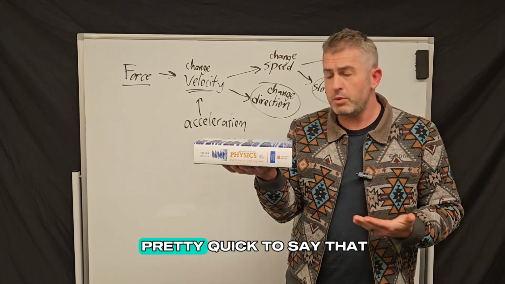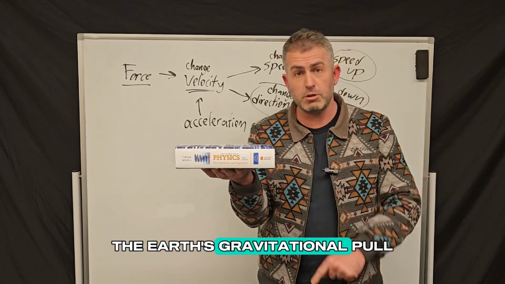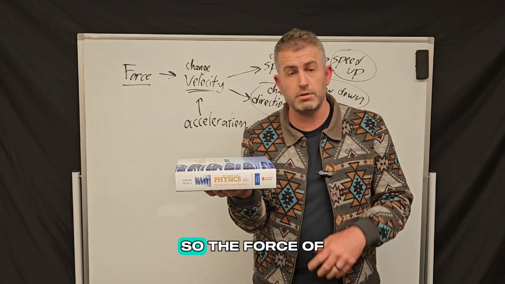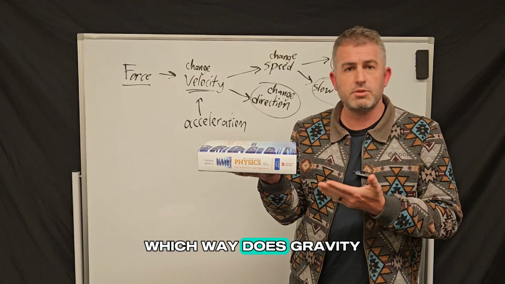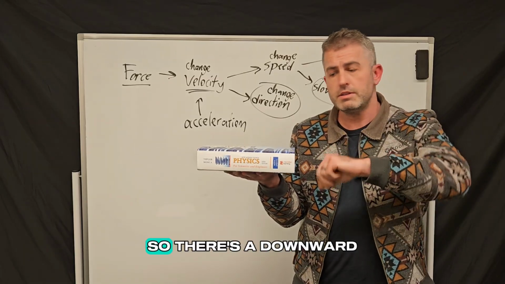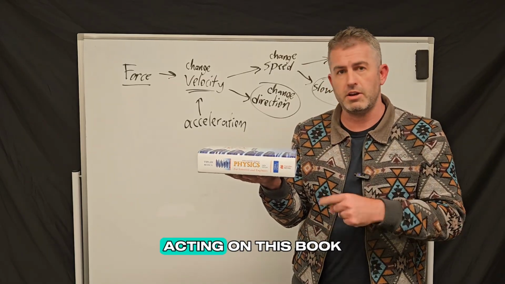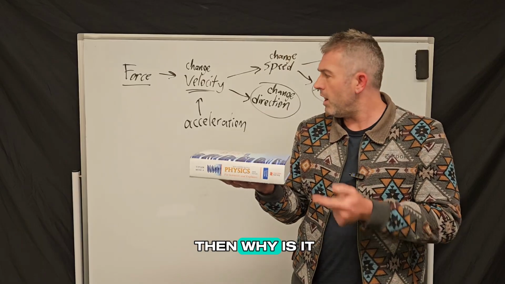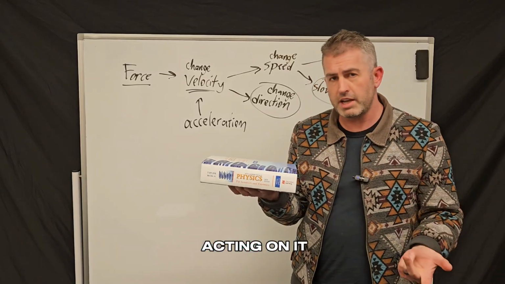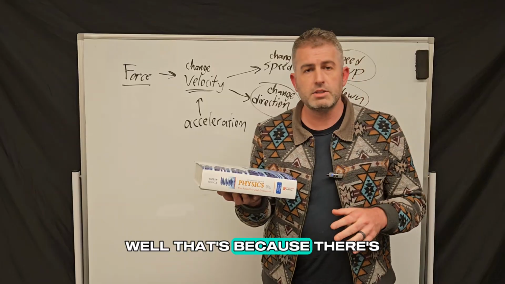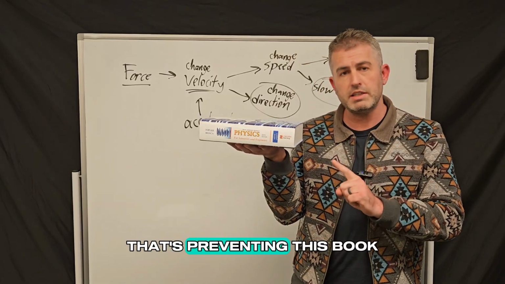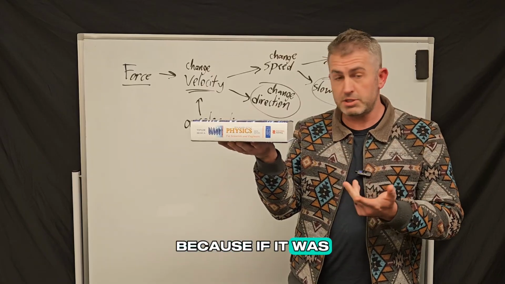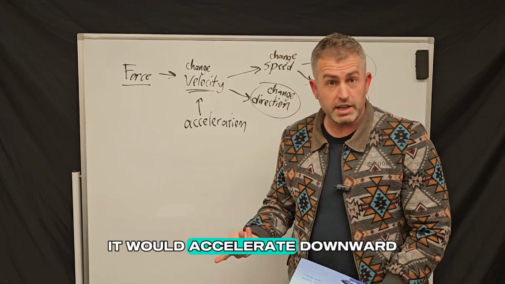And most people are pretty quick to say that the Earth's gravitational pull is pulling down on this book. So the force of gravity should be acting on it. And that's right. Well, which way does gravity act? Downward. So there's a downward force of gravity acting on this book. Then why is it not accelerating if there's a force acting on it? Well, that's because there's a second force acting on this book. What is the force that's preventing this book from falling? Because if it was just gravity, it would accelerate downward.